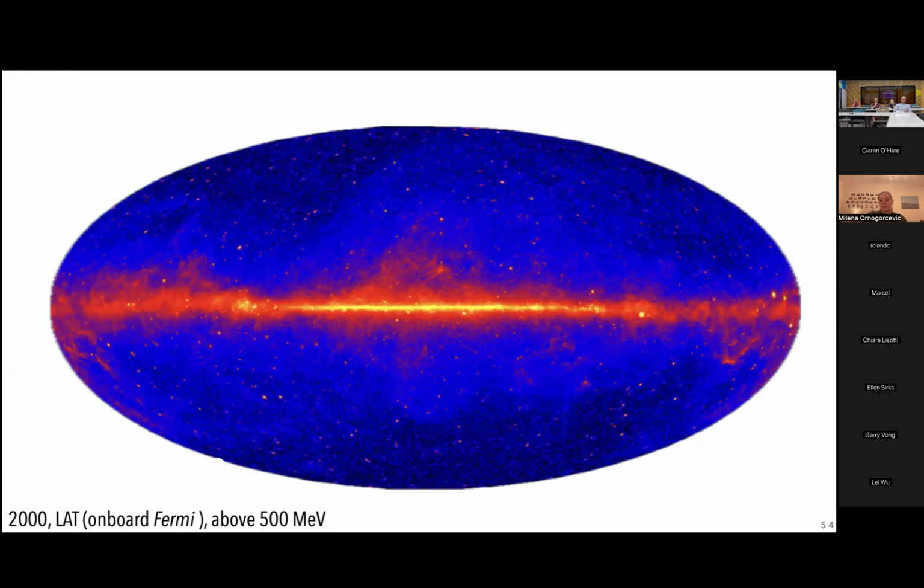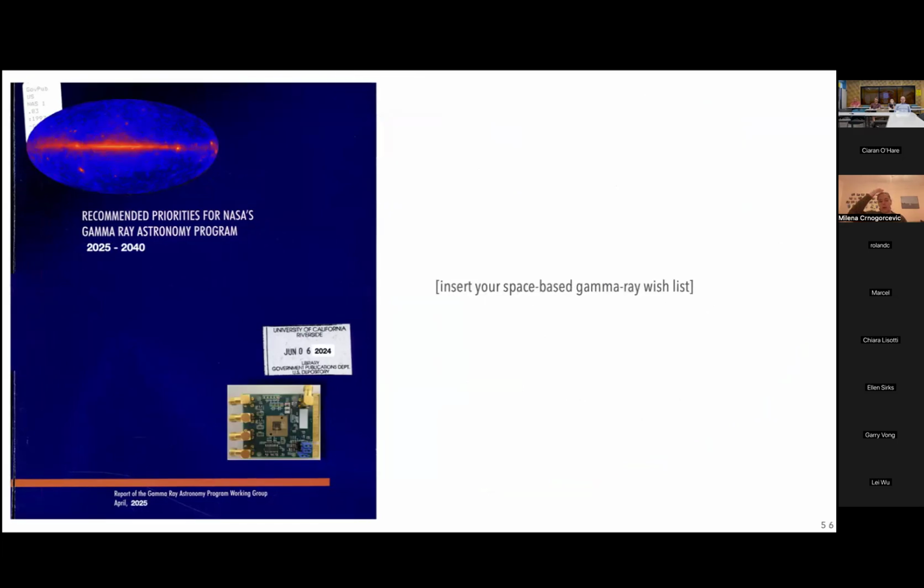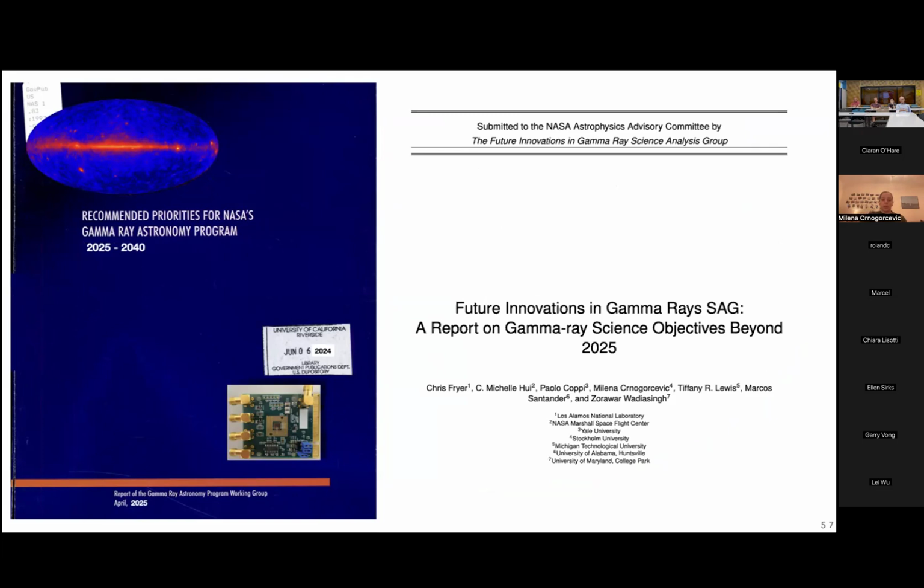And these efforts have come as a result of community efforts put forward. And as such, I want to give a little plug about the FIGSAG and invite you to think about what your most pressing and most exciting question is that could be answered by space-based gamma ray astronomy. We are currently in the process of writing the report.